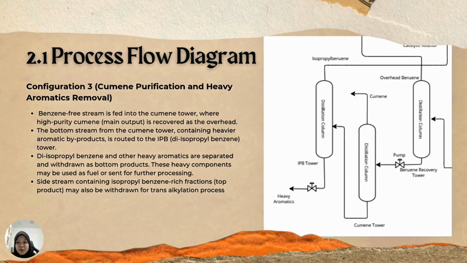Finally, high purity cumin is separated as the main product in the cumin tower, while heavier aromatics are removed as bottom products and flow through the IPB tower. Now, it is also to be noted that isopropylbenzene is also recovered to produce maximum cumin in this plant.